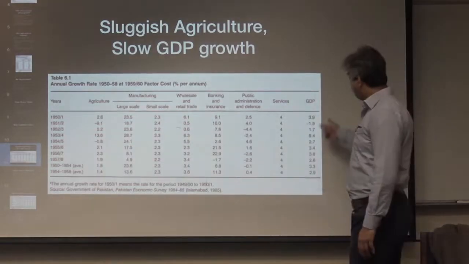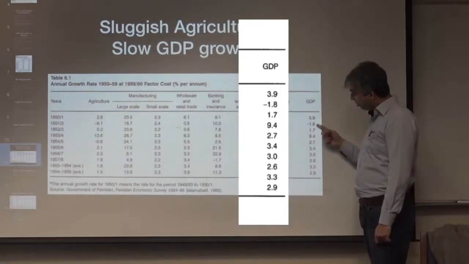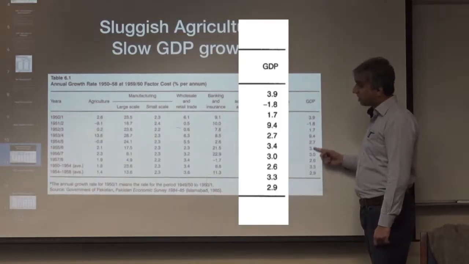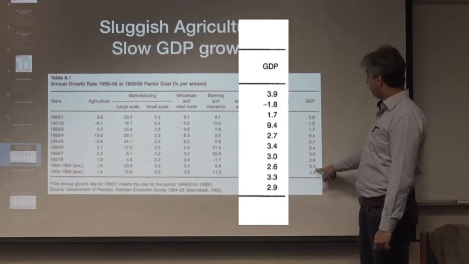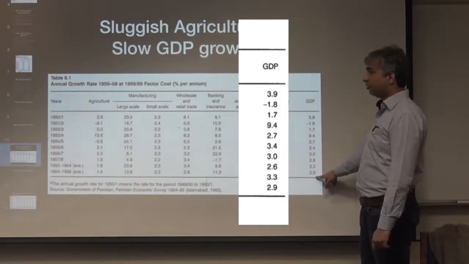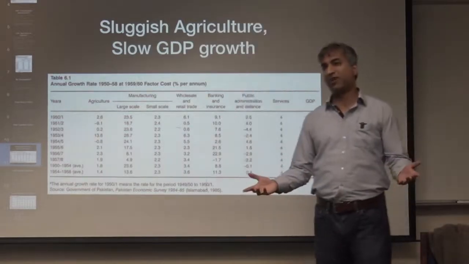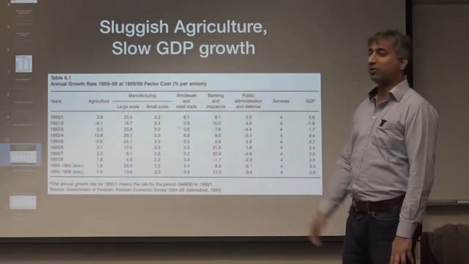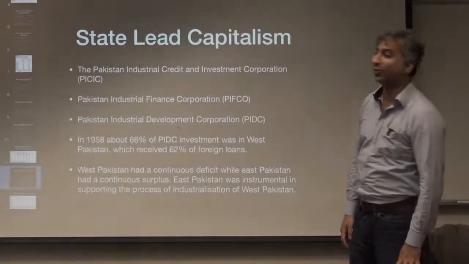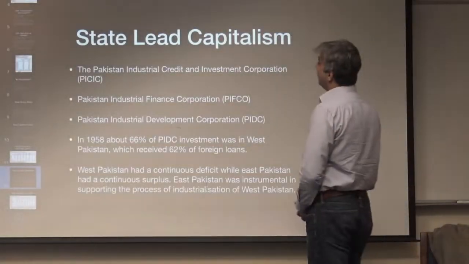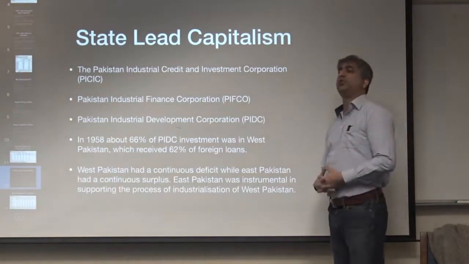So what happens to GDP as a result? Well, aside from this bumper year where you get 9.4, your average is actually quite slow. The overall average between 1950 and 54 is 3.3%. Between 54 and 58, it is 2.9%. Not very fast, although by today's standards this seems much faster, given the standard rate at which you're growing in Pakistan. But anyway.